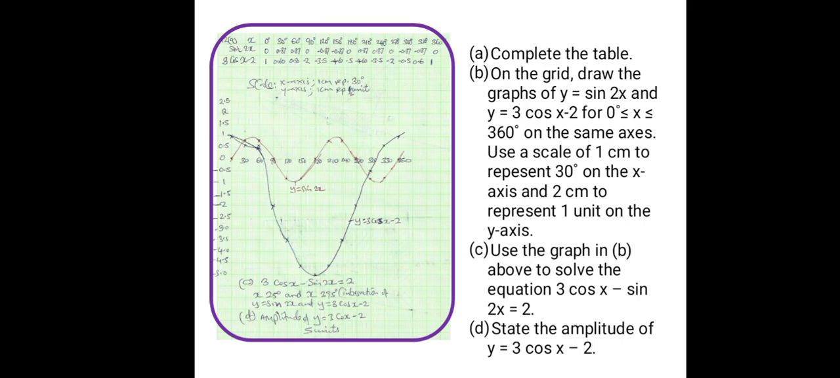Complete the table. On the grid, draw the graphs of y = 2x and y = 3 cos x - 2 for the range between 0 degrees and 360 degrees on the same axis. Use a scale of 1 cm represents 30 degrees on the x-axis and 2 cm to represent 1 unit on the y-axis. Use the graph in B above to solve the equation 3 cos x - sin 2x = 2. D. State the amplitude of y = 3 cos x - 2.